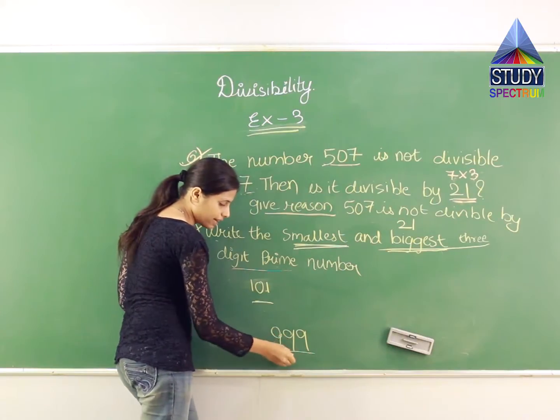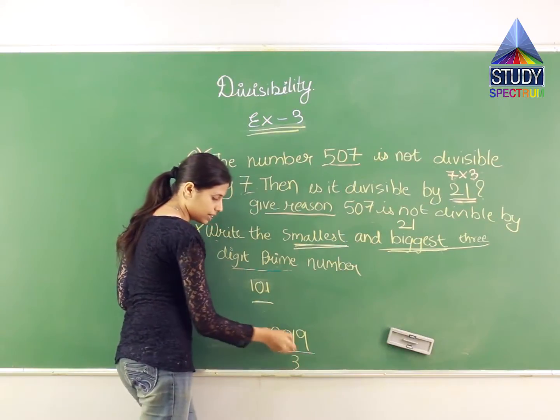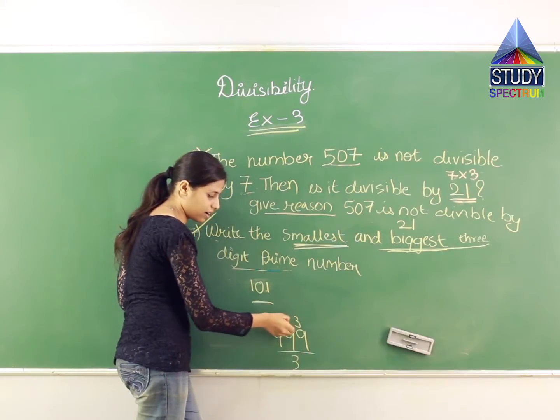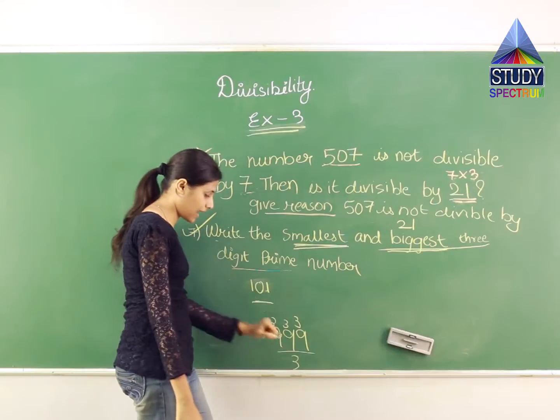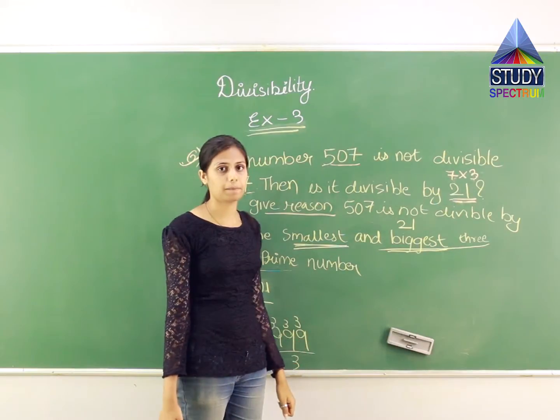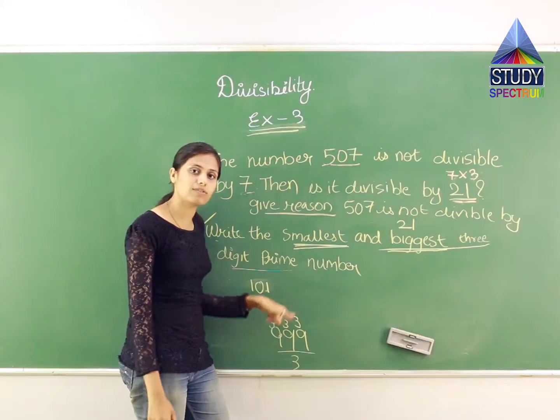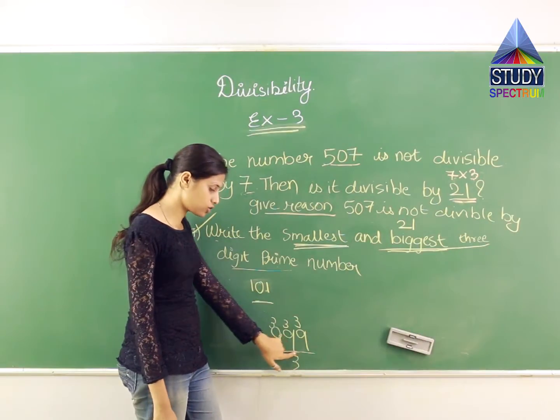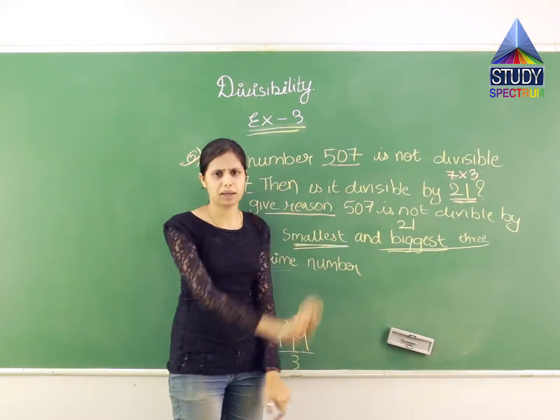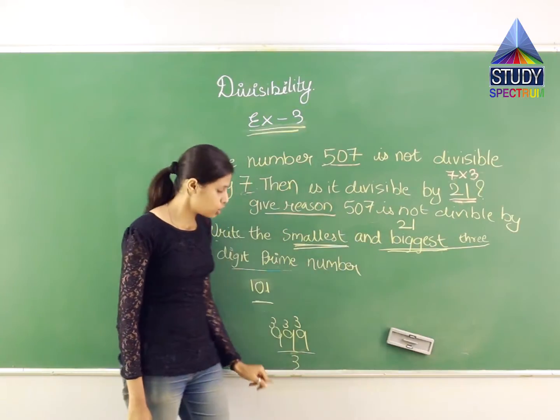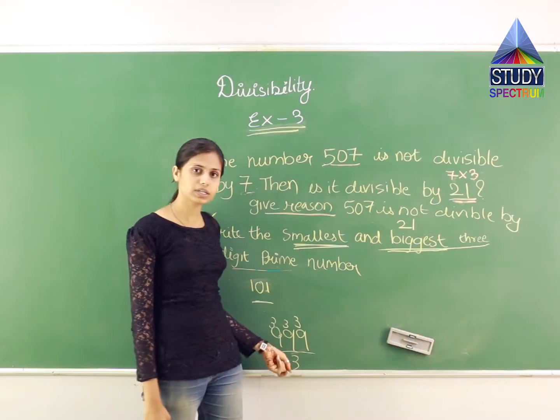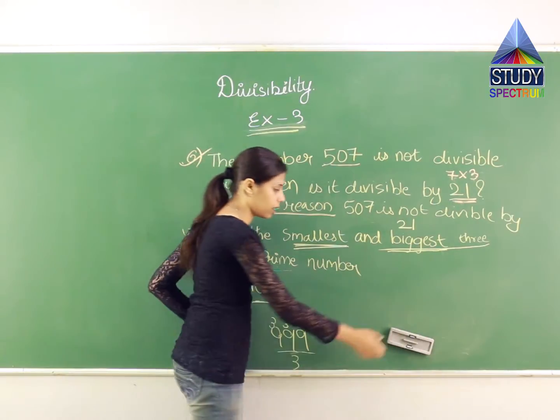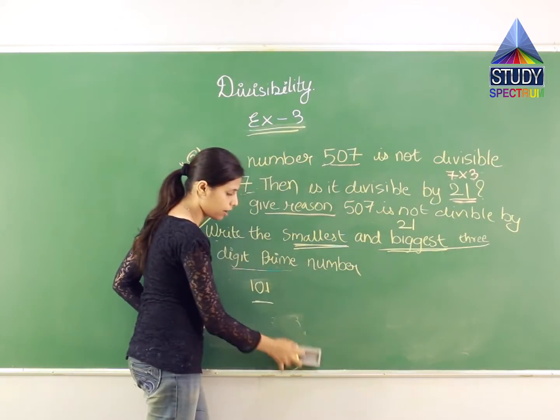Now if I divide it by 3, what will I get? 3 3s are 9, 3 3s are 9, 3 3s are 9. I'll get 333. It means 999 is divisible by 3. If you divide it by 9, you will get 111. This number is also divisible by 9, and it may be divisible by many other numbers. So this is not a prime number, it is a composite number. It comes in the table of 3, of 9, in many tables.